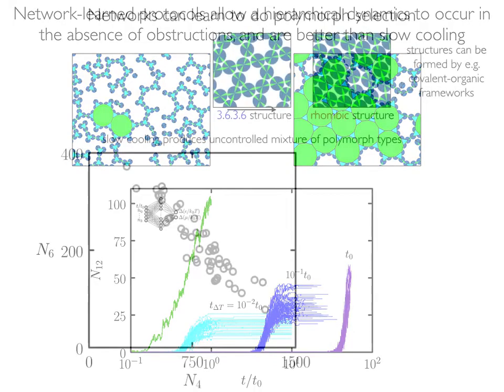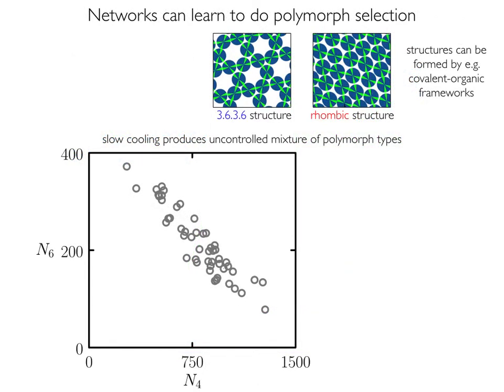They can also be used for polymorph selection. Polymorphs are different physical structures of the same set of molecules. Polymorph selection is important, for instance, in drug synthesis, where one polymorph might be a valuable drug and the other a deadly toxin. Here we're considering two different types of polymorph, one with 6-sided pores, the other with rhombic pores.